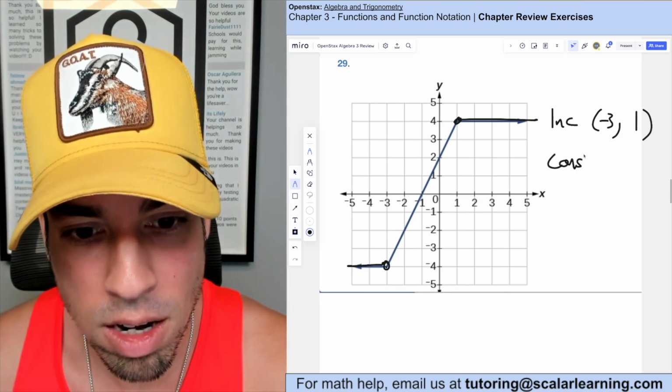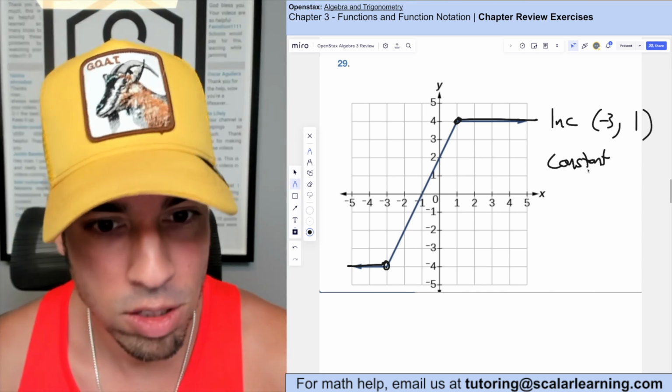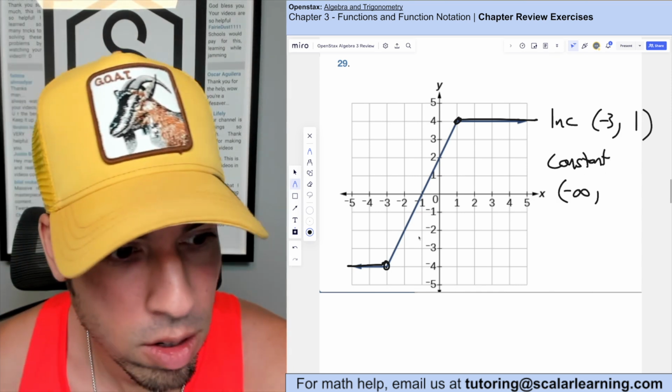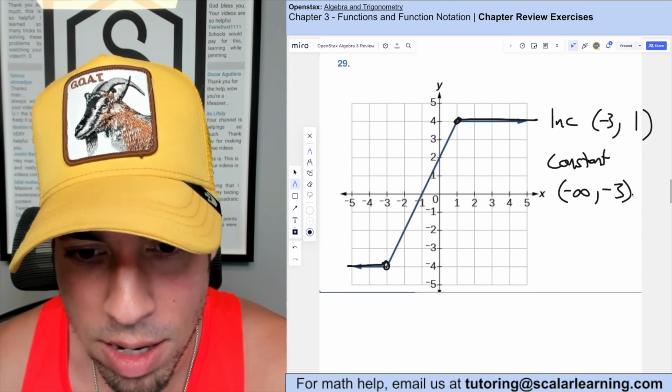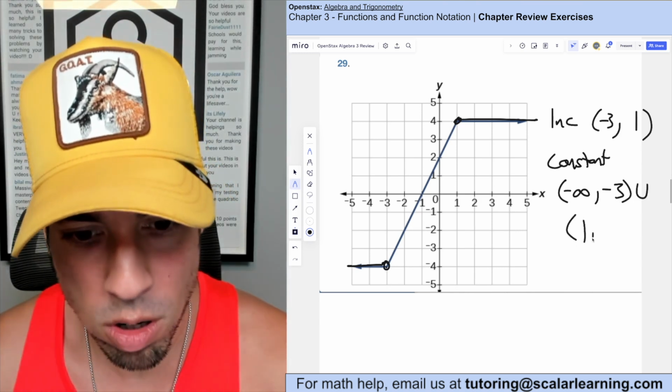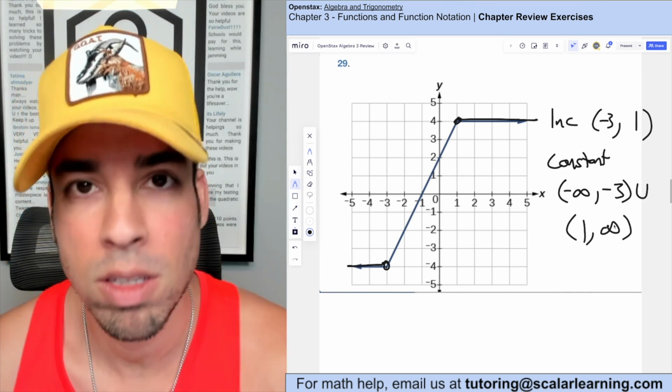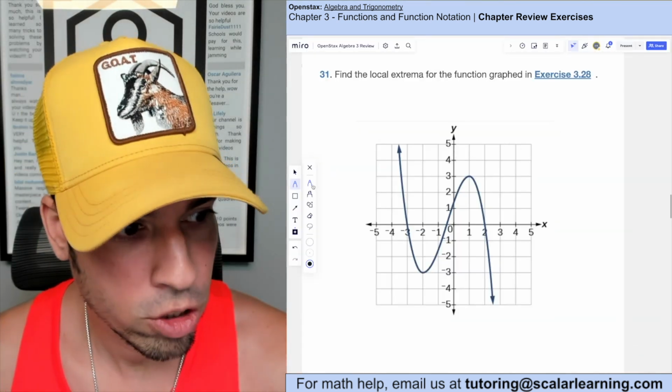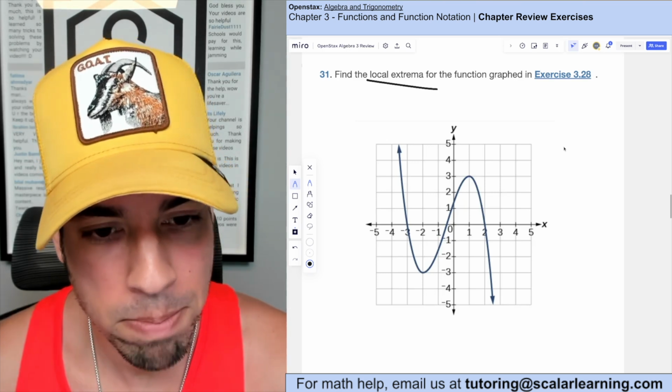So it has a constant slope of 0 from -infinity all the way up to -3, not including -3, unioned or joined with from +1 out to infinity. Boom, done. So for this one, when we're talking about local extrema, we're talking about a local min and a local max.